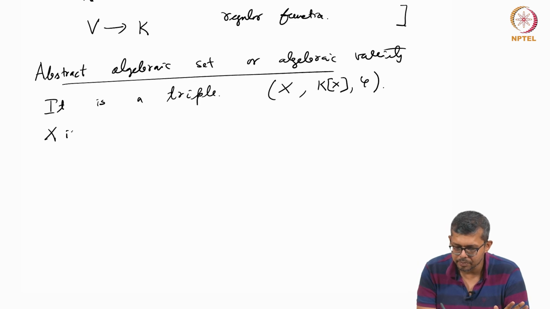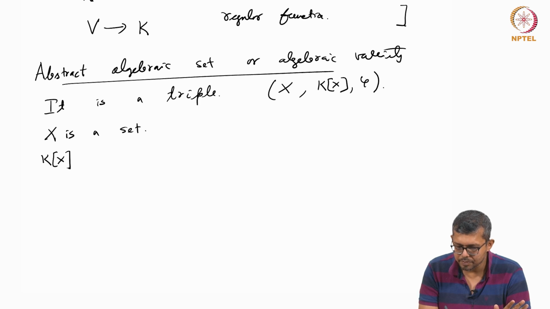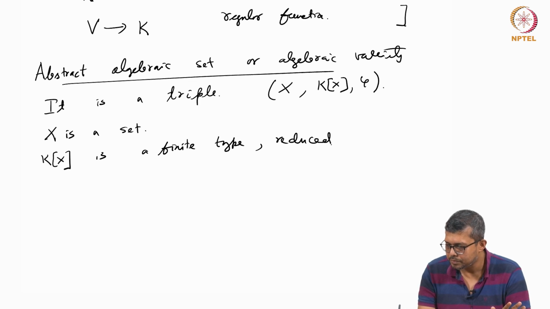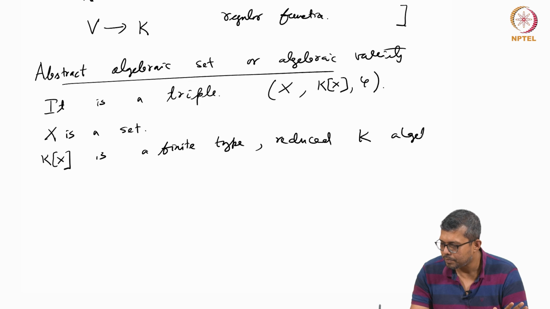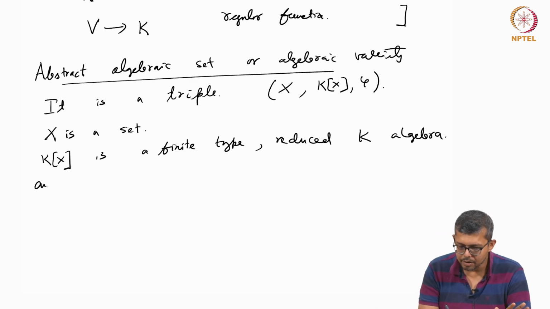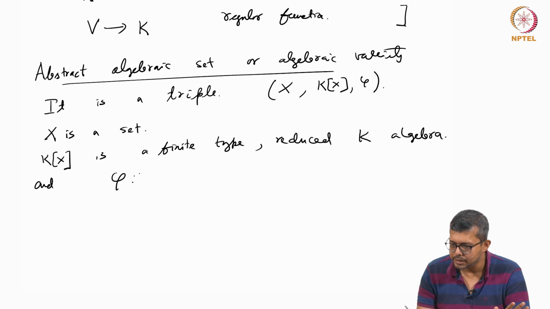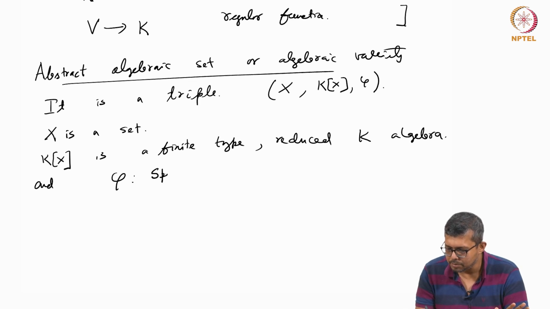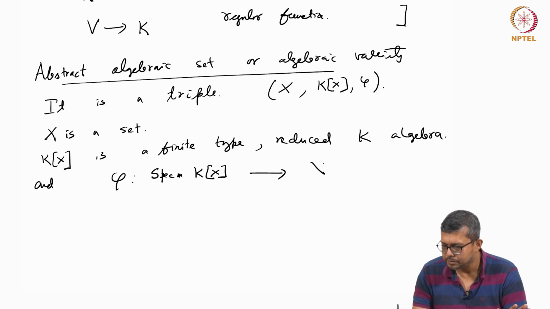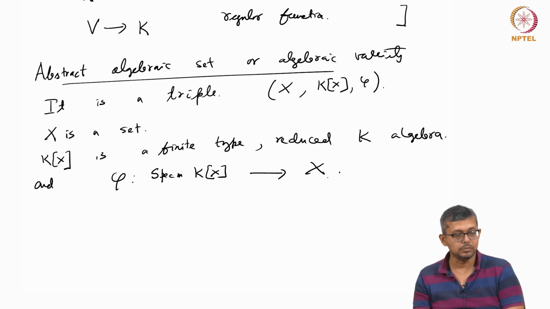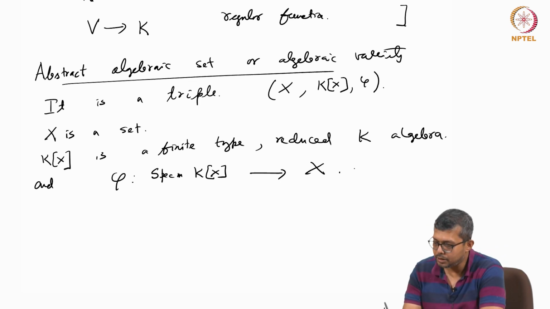X is a set, Kx is a finite type reduced K algebra, and phi is a bijection between the maximal ideals of Kx and X. So, it is a set theoretic bijection.